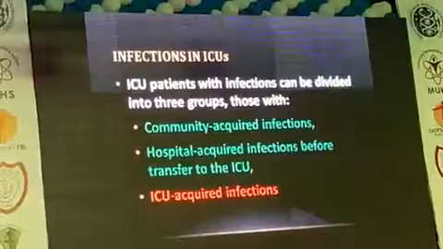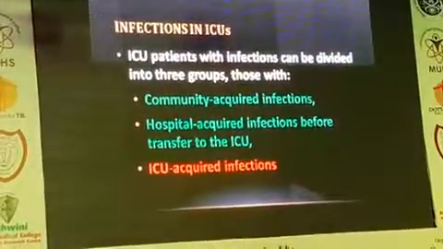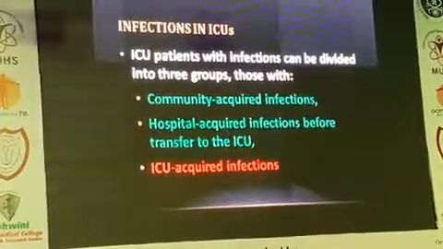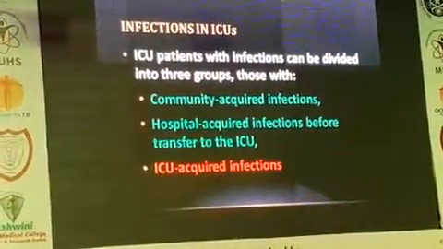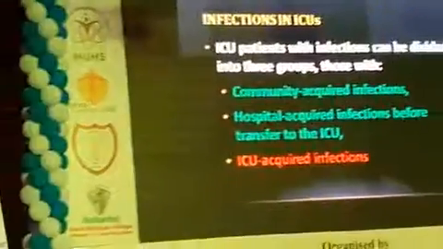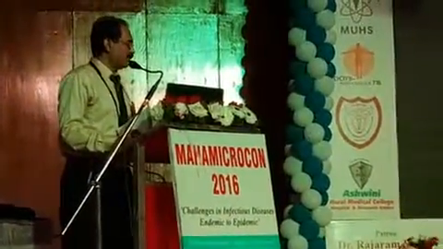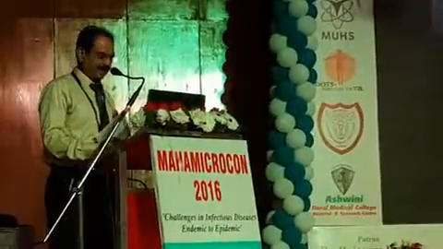Then infection: ICU patients have infection. This can be divided into 3 groups. One is community acquired infection, hospital acquired infection before transfer to ICU, and ICU acquired infection. I have painted it red simply because we are going to deal with only that one as we move ahead.